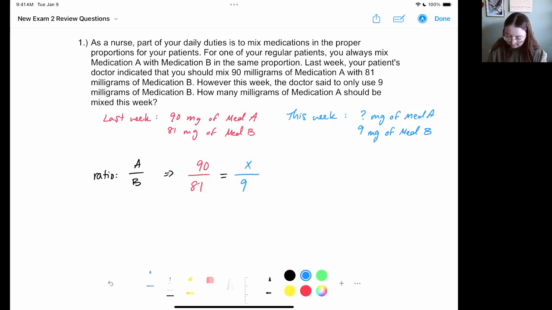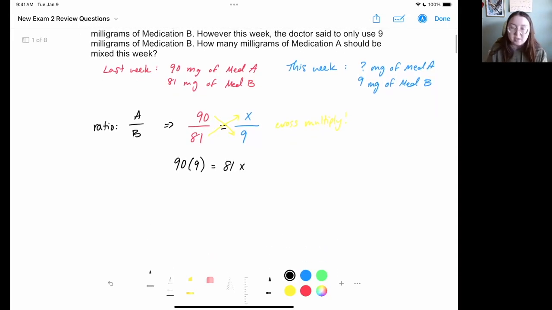So with our ratios now established, set up and equal to each other, what we're going to do is cross multiply. So we'll write that out, cross multiply. We're going to have 90 times 9 is equal to 81 times X. So we'll multiply this out, 90 times 9. We're going to get 810 is equal to 81x.